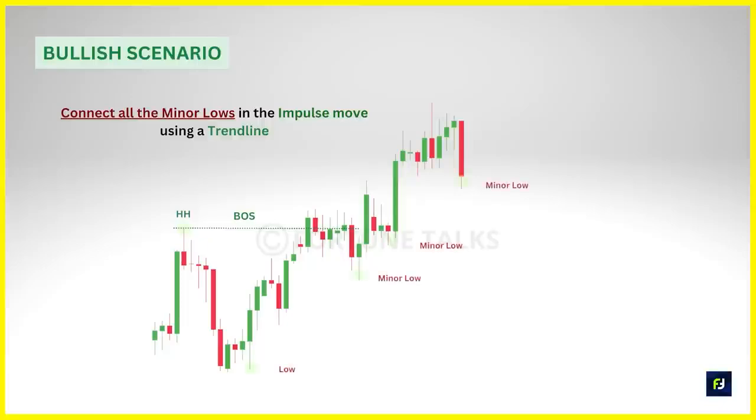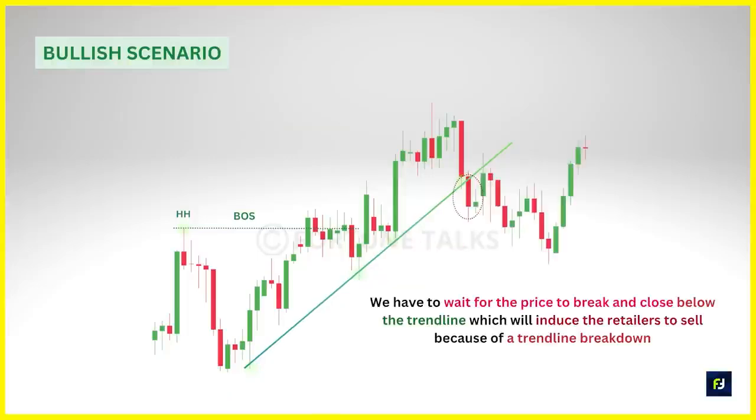What we will do is draw a trend line connecting all the minor lows within the major swing. Or in other words, we will try to connect all the internal swing lows using a trend line, as you can see in this figure. Then we will wait for the price to break and close below the trend line, which will in turn induce retail traders to sell because of a trend line breakdown. All these retailers will be trapped and their orders will be taken out.